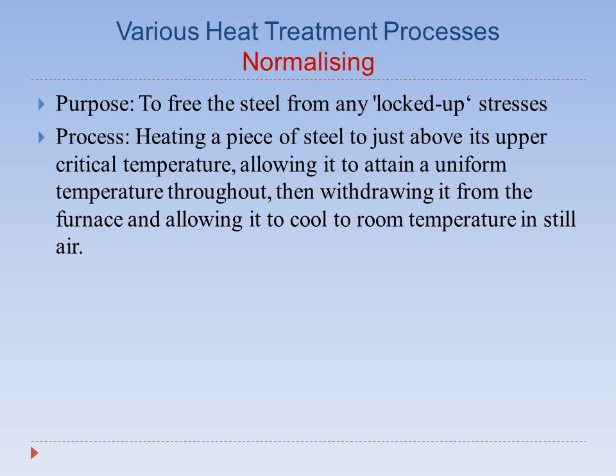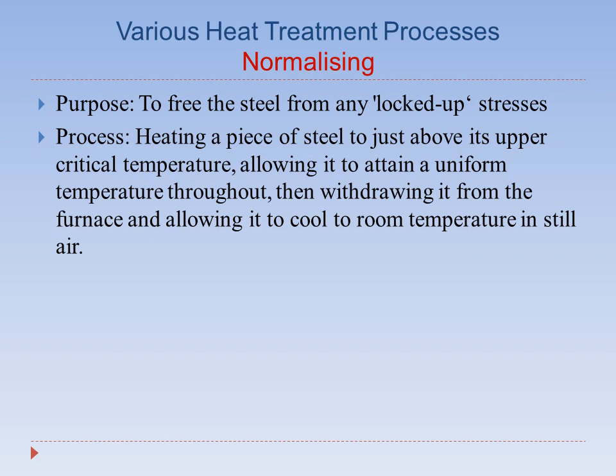In normalizing, we first heat up a piece of steel to just above its upper critical temperature, and then we allow it to attain a uniform temperature throughout. We spend some time so that the material can get a uniform temperature throughout its structure, deep inside and at every nook and corner of the product. Then we withdraw it from the furnace and allow it to cool to room temperature in still air.